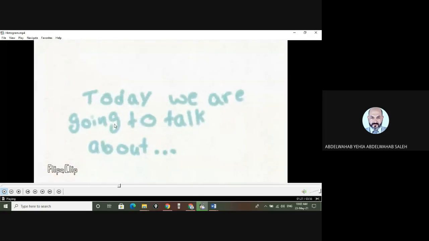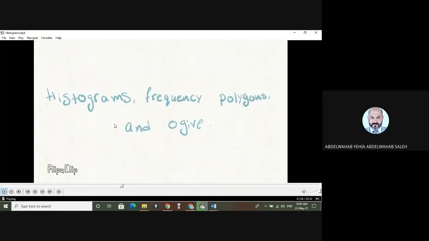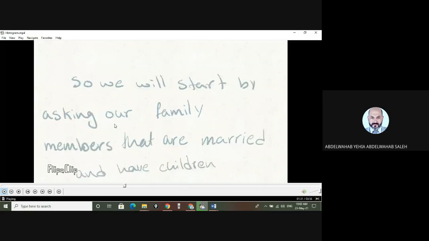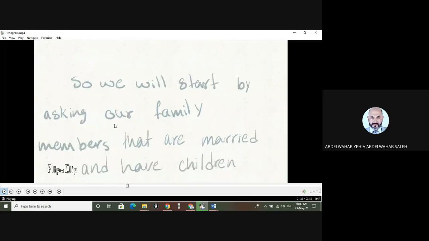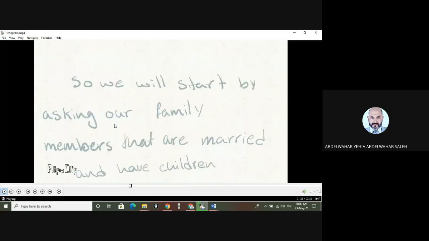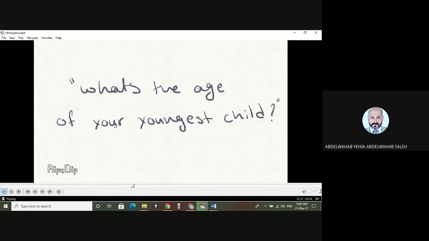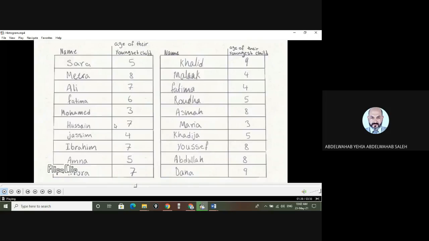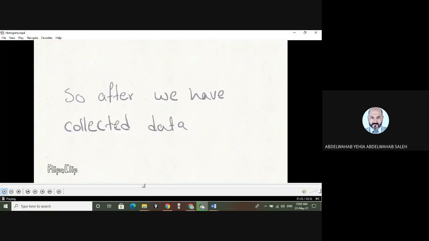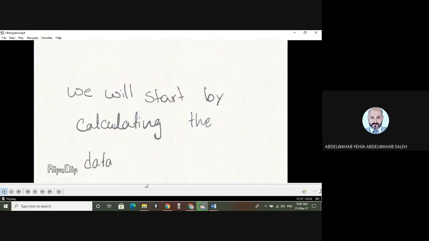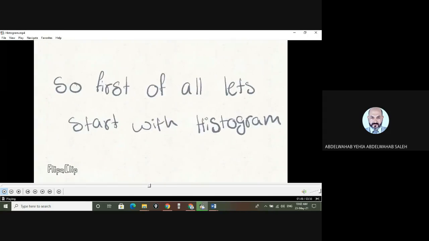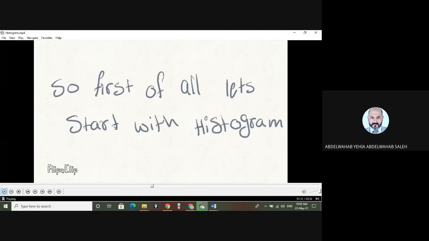Hi. Today we're going to talk about histogram, frequency polygons, and ogive. We will start by asking our family members who are married and have children, what's the age of your youngest child? This is the data that we have collected. After we have collected the data, we will start by calculating it. First of all, let's start with the histogram.